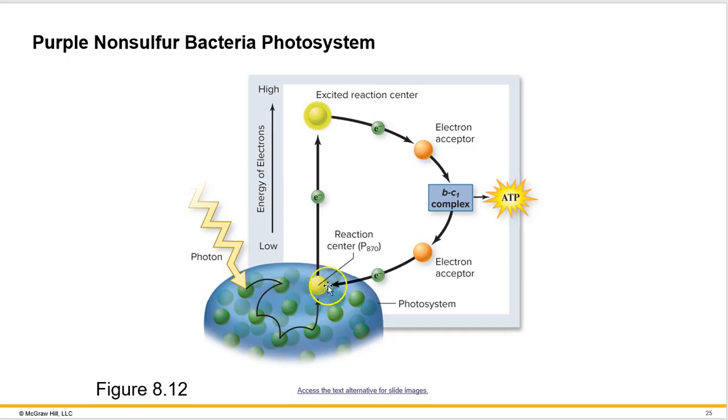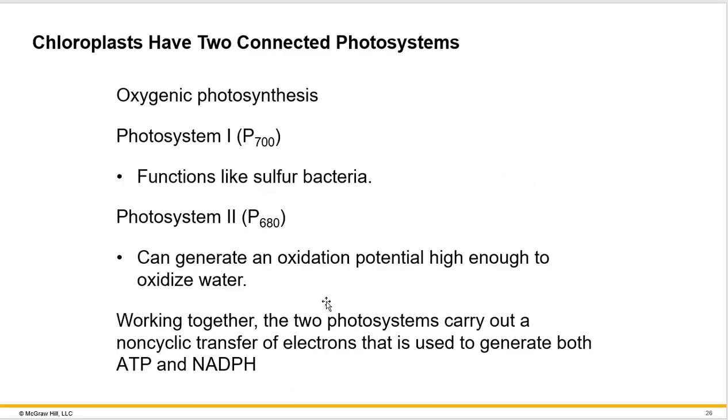Now, this is not the most common type of reaction. So cyclic electron flow does happen, and plants will do it if you don't water them enough. But if a plant has plenty of water, it will do what's called non-cyclic electron flow.